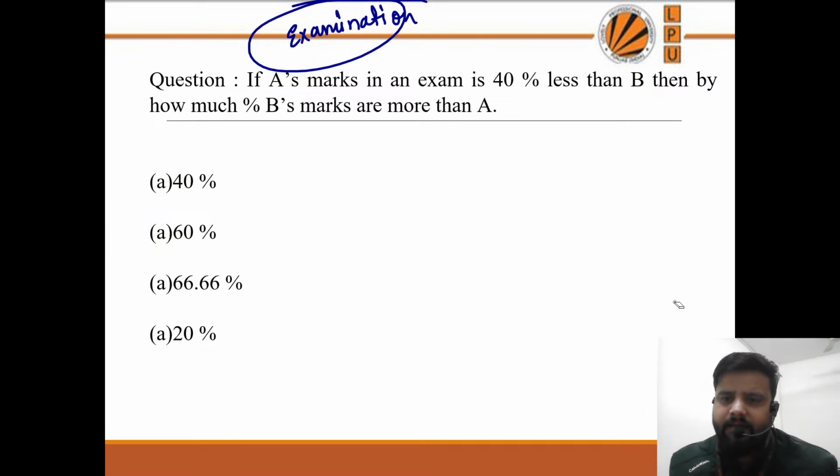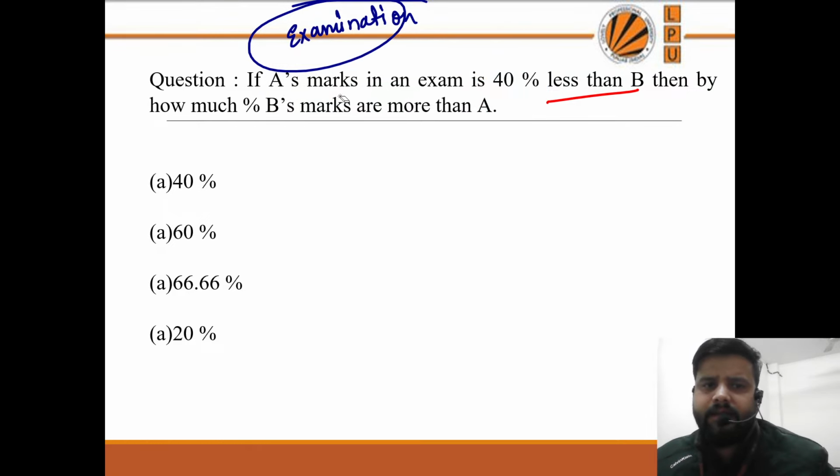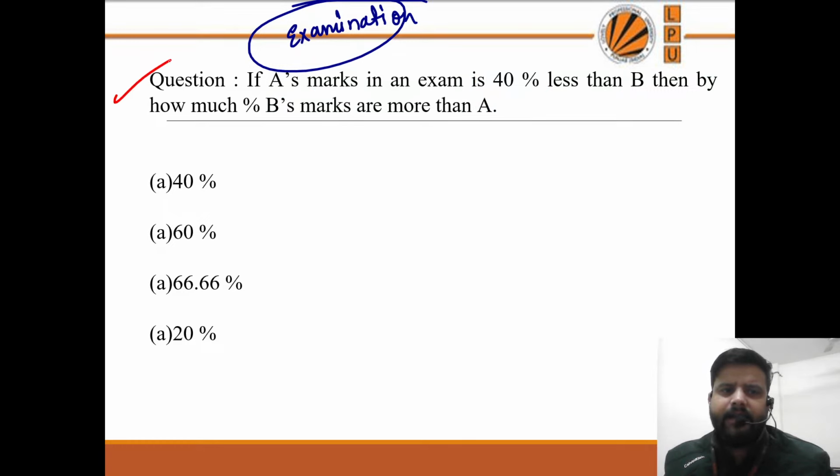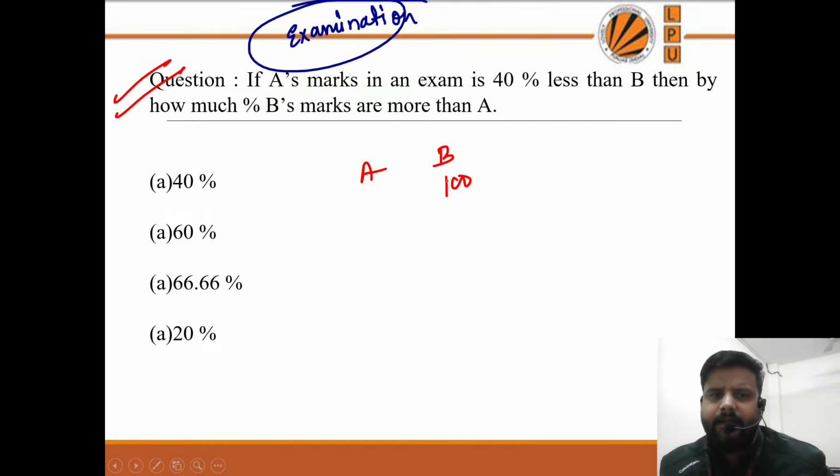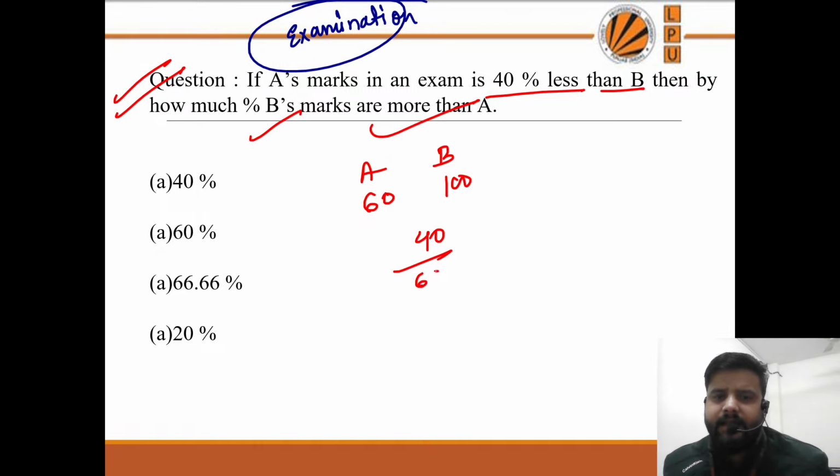Now let's come to this question. If A's marks in an exam is 40%, he got 40% in the examination, then B... Wait. Sorry. I got it incorrect. It's an increase decrease question. A's marks in an exam is 40% less than B. If B is 100, so A will be 60. They are asking you B's marks is how much percent more than A. So it is 40 divided by 60 multiplied by 100, which will give you 2 by 3, which is 66.67 percentage.